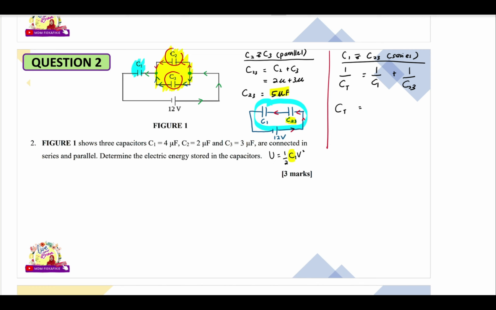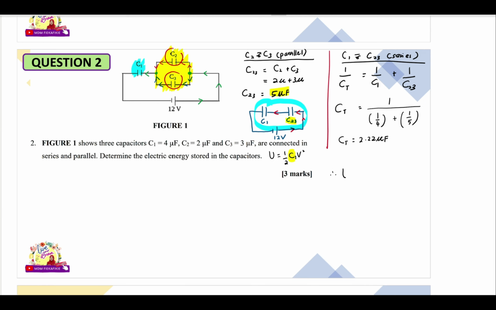Okay, boleh straightly tulis macam inilah 1 over. 1 over C1 is 1 over 4, C1 is 4 microfarad, plus 1 over C23. C23 is 5 micro. So 1 over 5. So finally C total you akan dapat 2.22. Okay, saya dapat 2.22 microfarad.